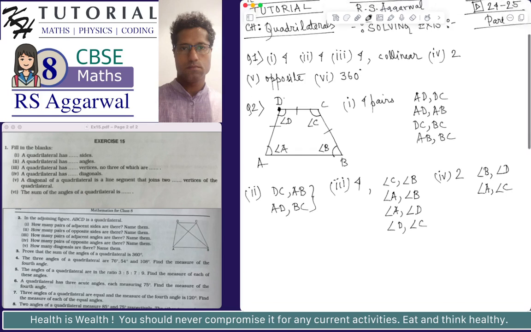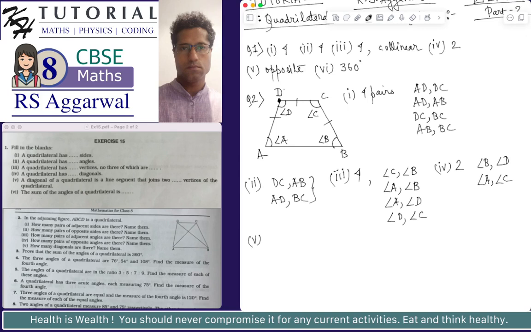Part 5: how many diagonals are there? There are two diagonals. A diagonal is formed by joining two opposite vertices of a quadrilateral. Since there are two pairs of opposite vertices, we have two diagonals. The first diagonal is formed by joining the pair of opposite vertices B and D, so BD is one diagonal, and the other diagonal is AC, formed by joining the other pair of opposite vertices, A and C. Okay, so that was question number 2.